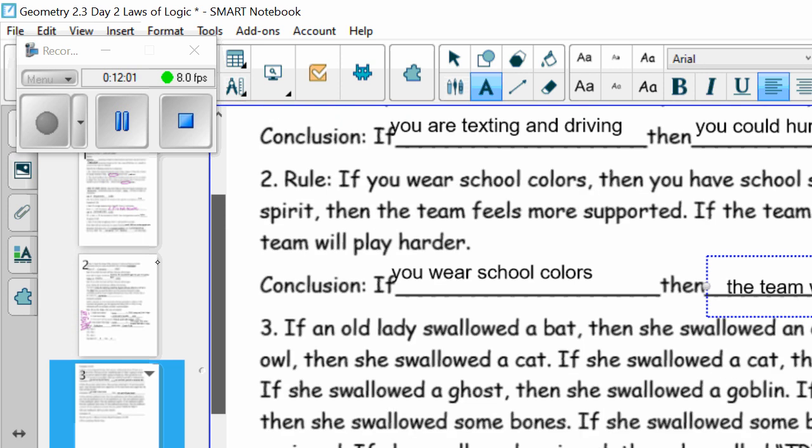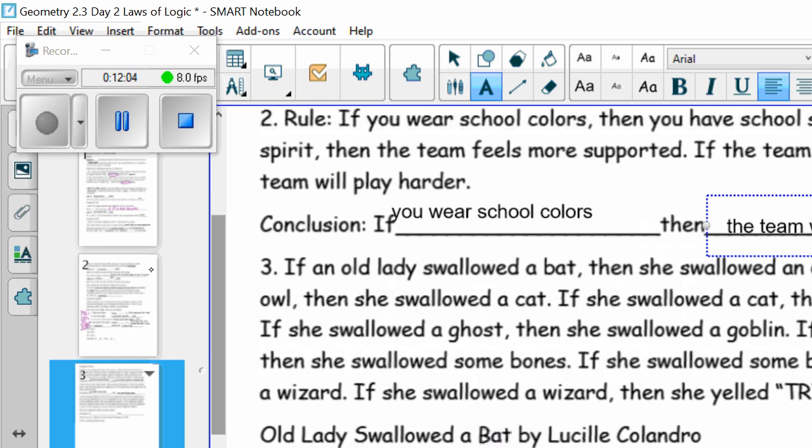All right, this is probably a very popular one that you will already know. Number 3, if an old lady swallowed a bat, then she swallowed an owl. If she swallowed an owl, then she swallowed a cat. If she swallowed a cat, then she swallowed a ghost. If she swallowed a ghost, then she swallowed a goblin. If she swallowed a goblin, then she swallowed some bones. If she swallowed some bones, then she swallowed a wizard. If she swallowed a wizard, then she yelled trick or treat. So that's from the Old Lady Swallowed a Bat book by Lucille Colandro. The conclusion is, if an old lady swallowed a bat, then she yelled trick or treat.